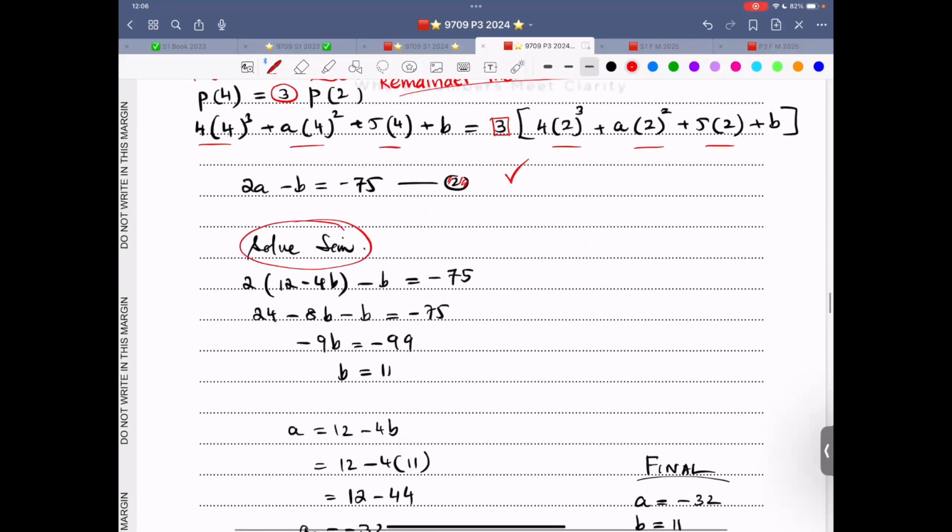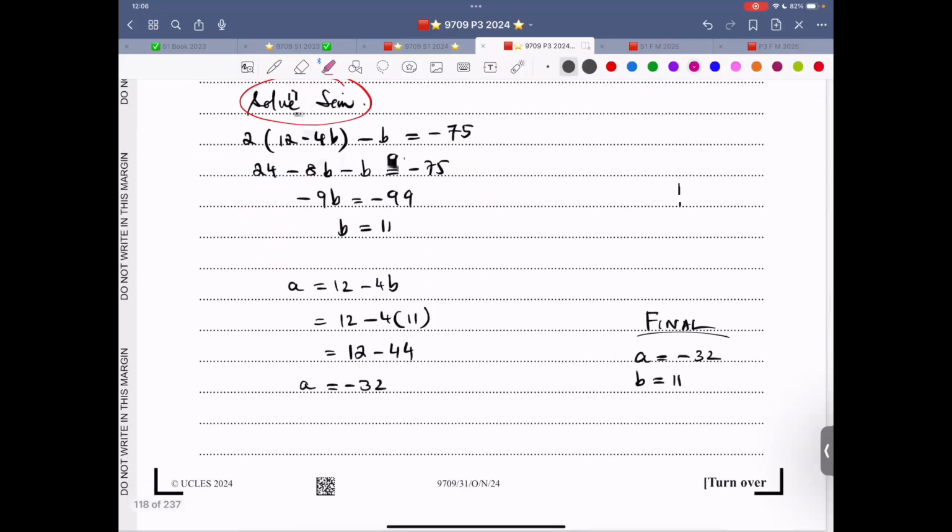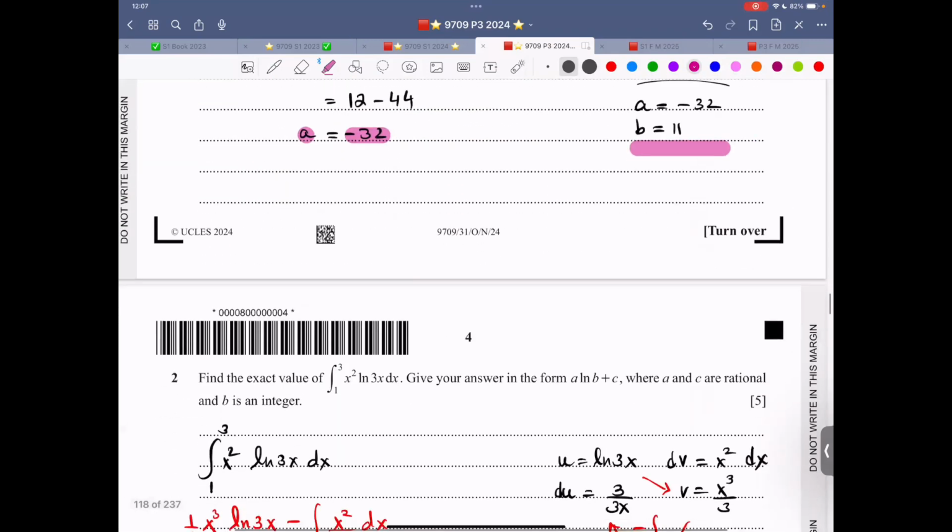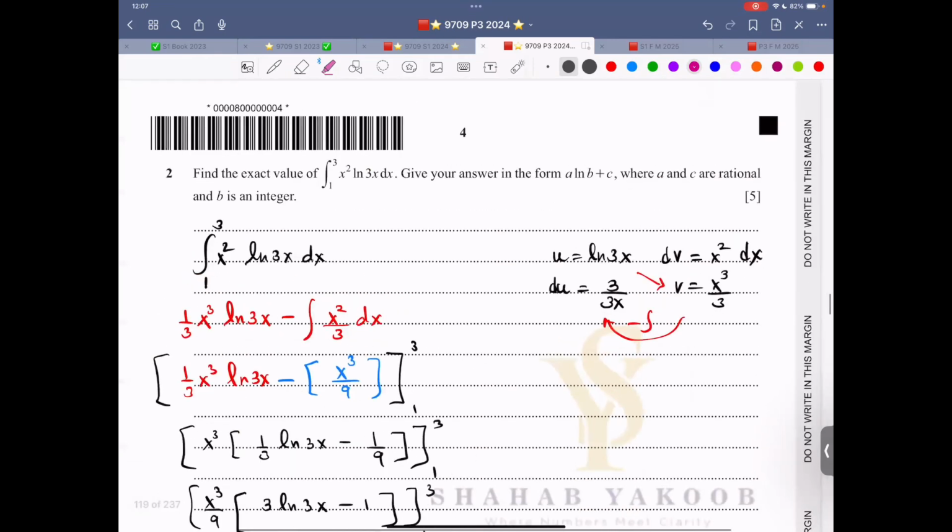We solve it simultaneously. We get the value of b as 11. We get the value of a as negative 32, and that is the final answer. So the first question is done. Let's move to second question.